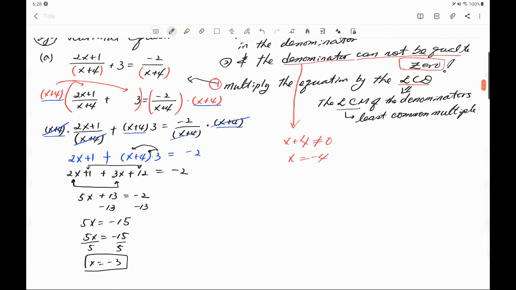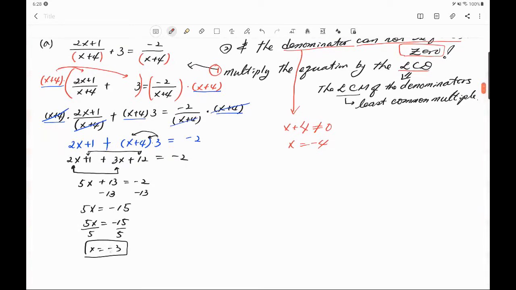So as long as the value is not negative 4, then that will be the solution. So negative 3 is not negative 4. So this one is not negative 4. So this is the solution. Can you see it? All right, then let's try out the next one.